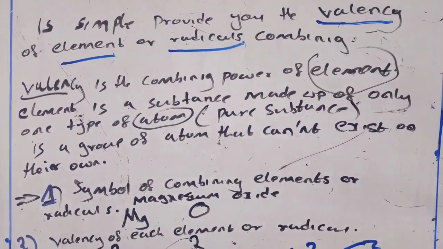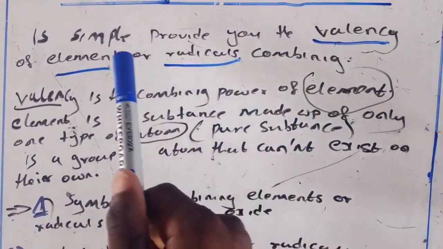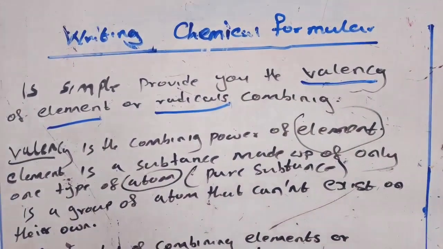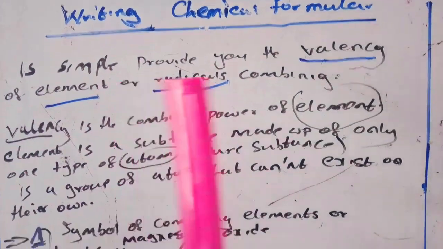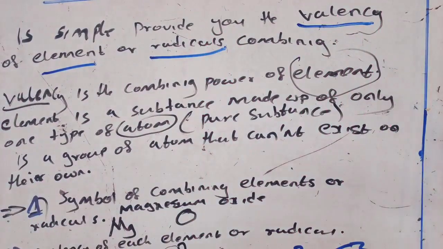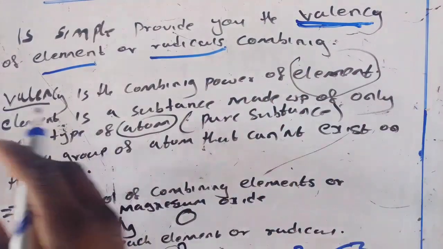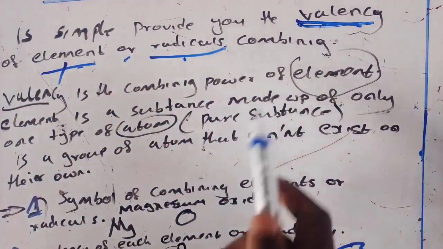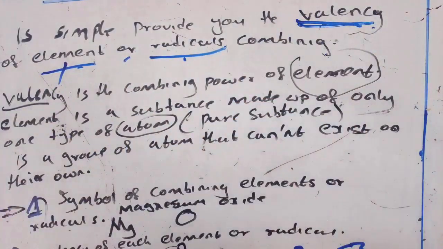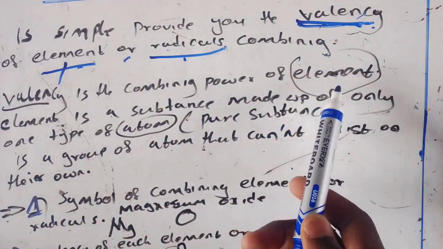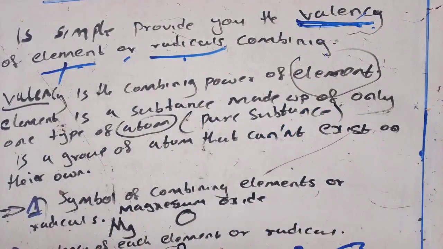So we started from here, writing chemical formula. I said writing chemical formula is simple if you know the valence of the elements or radicals combining. Here I defined these three terms, and we said that a valence is the combining power of an element.